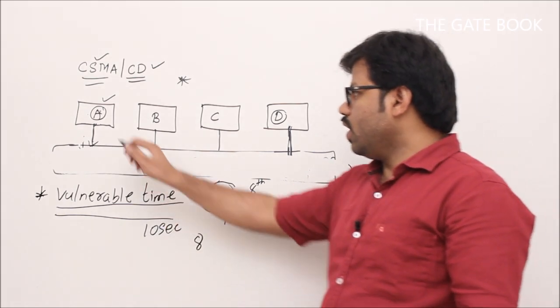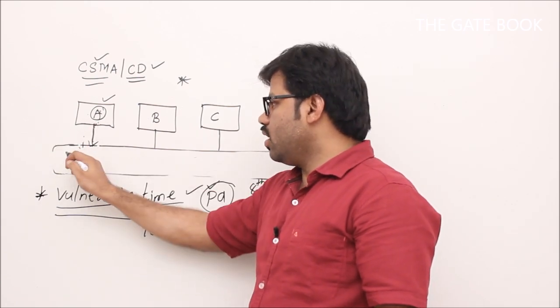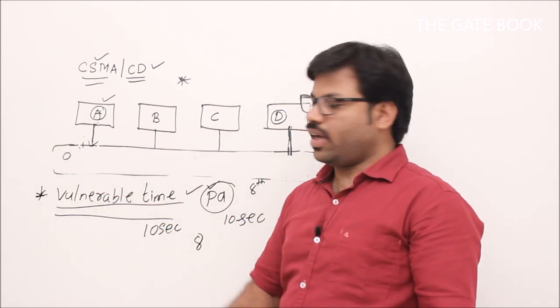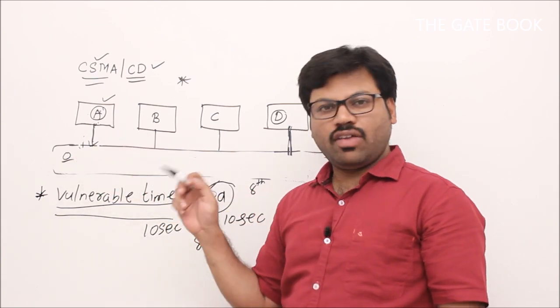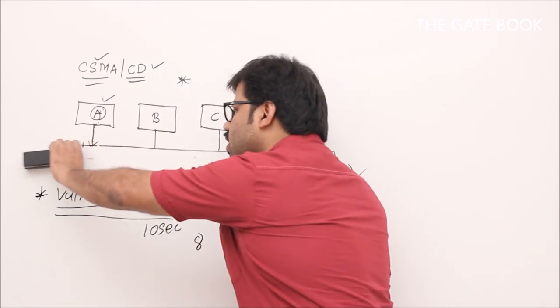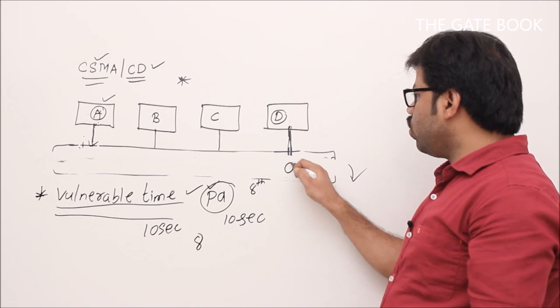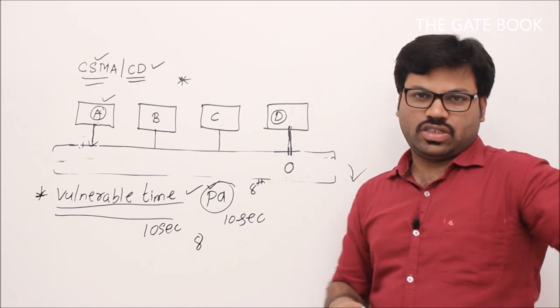No. Why? I will tell you. Example, let's say A is a station at the leftmost end, which started sending a signal. I am only focusing on the first signal. That first signal is going like this. Its duration is 10 seconds on the medium. At the 10th second, it is going to come to exactly D's position.